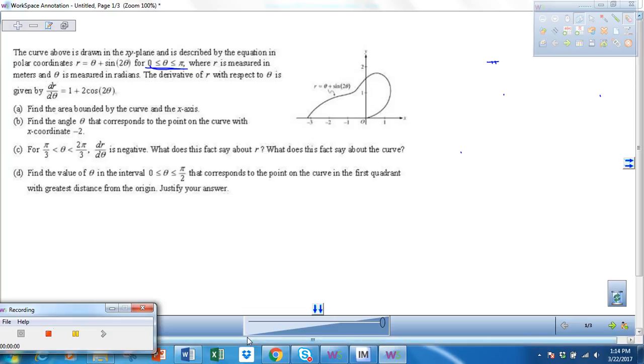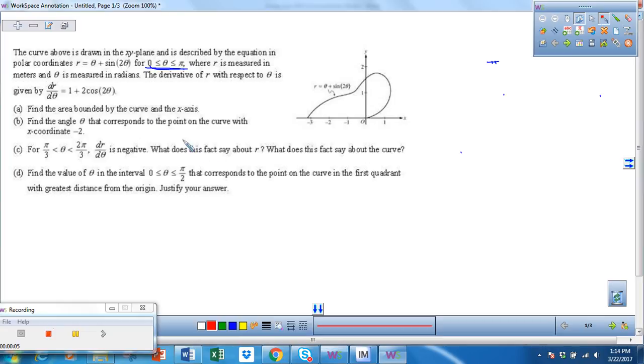Okay, so for this first free response, the first thing they asked was to find the area. There was a lot of discussion in second period about what the bounds should be, but they kind of gave you the bounds, right? So the area, using the bounds that we have, would be 1/2 the integral from 0 to pi of the function 1 plus 2 cosine 2 theta.